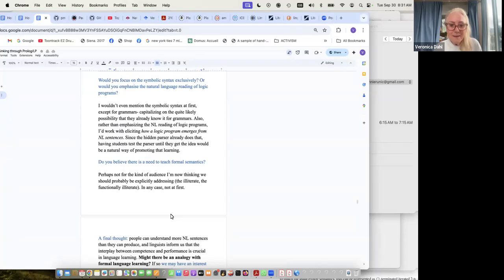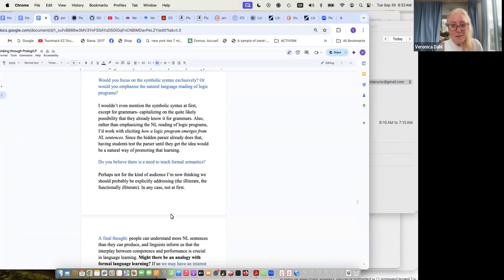Also, rather than emphasizing the natural language reading of logic programming, rather than giving them a clause and saying, now, how do you say this in natural language? I do it the other way around. I'd work with eliciting how a logic program emerges from natural language sentences. Let them program with language, and then find out how it translates into Prolog or whatever it is.